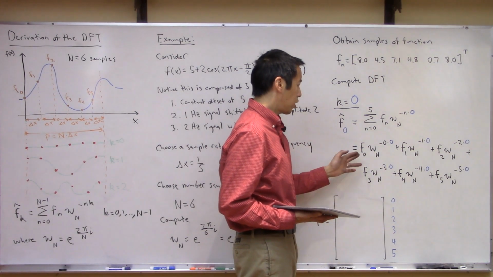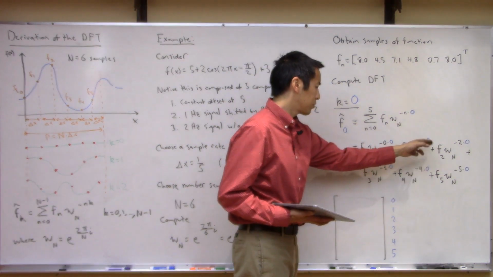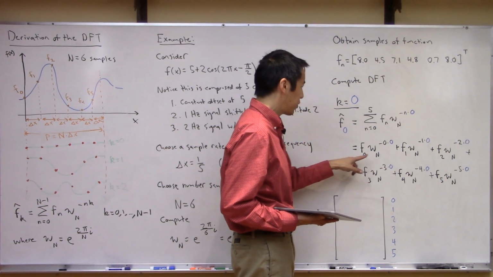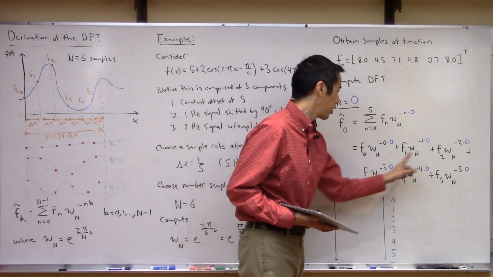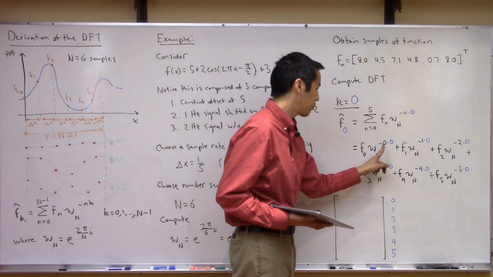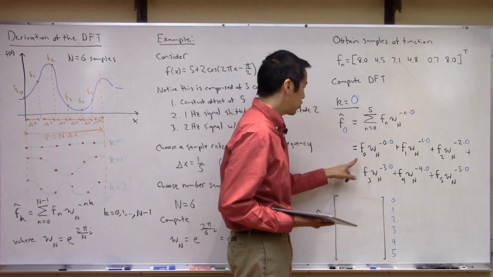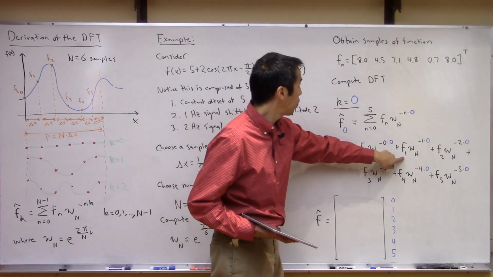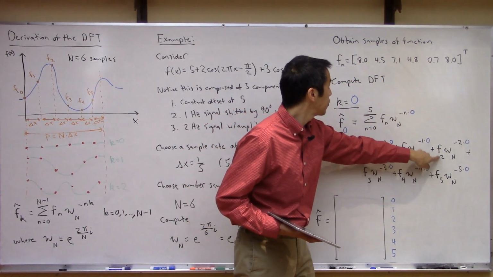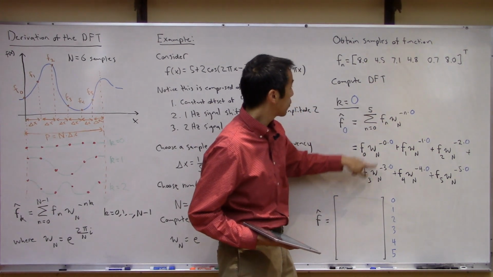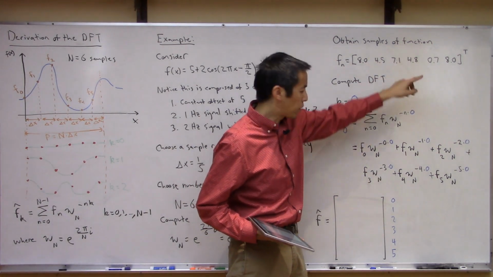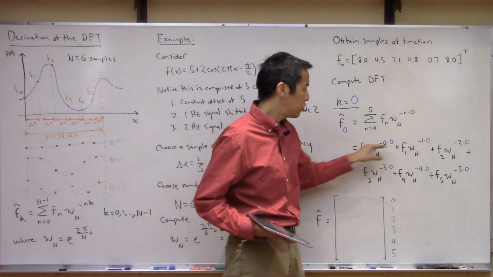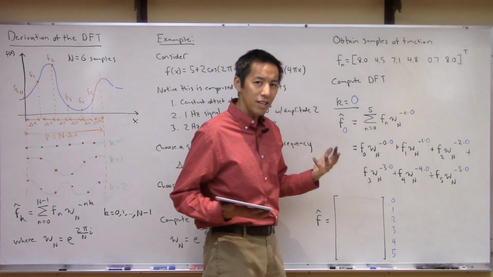So again, this is all 0, 0, 0. Actually, all you have to do, if you notice, is that all of these are basically 1s. These omega n to the 0th powers are all 1s. So really, you just need to plug in: f0 is 8, f1 is 4.5, f2 is 7.1, f3 is 4.8. You get the picture. So you plug all this in, you do all this math, you end up with just a number.